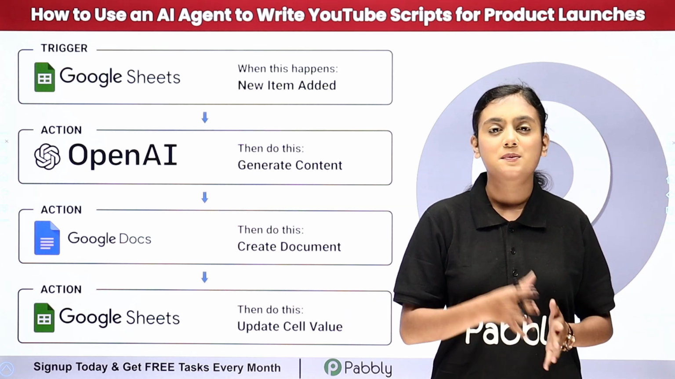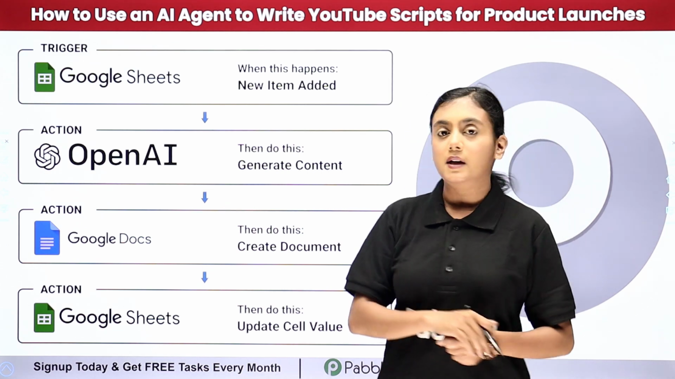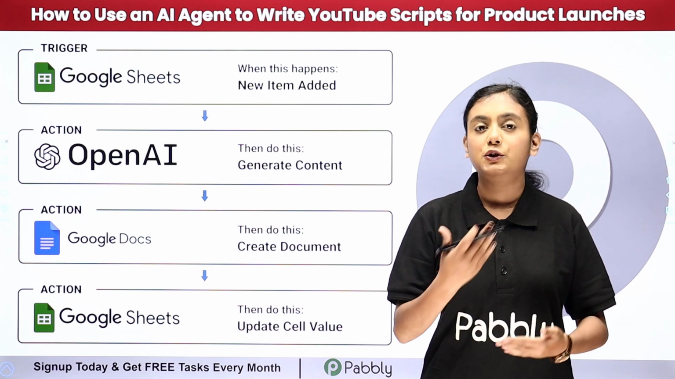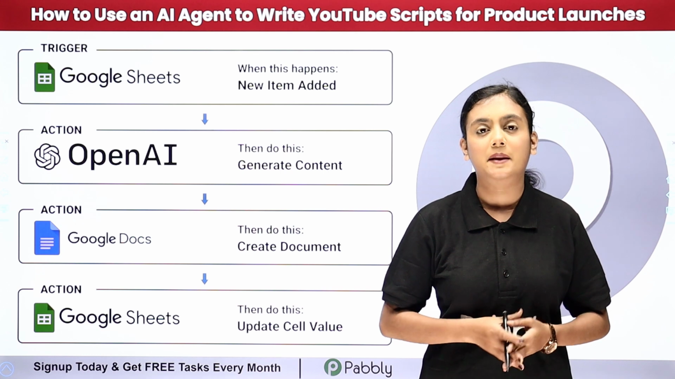Back to Pabbly. In this video, we're going to learn how to use an AI agent to write YouTube scripts for product launches. So I am an owner of a skincare brand and I have created a YouTube channel on which I post content related to my business to promote my brand.